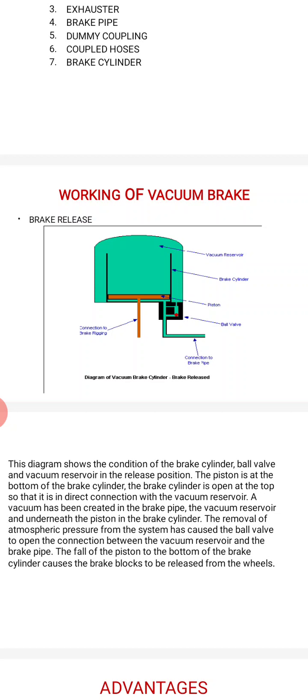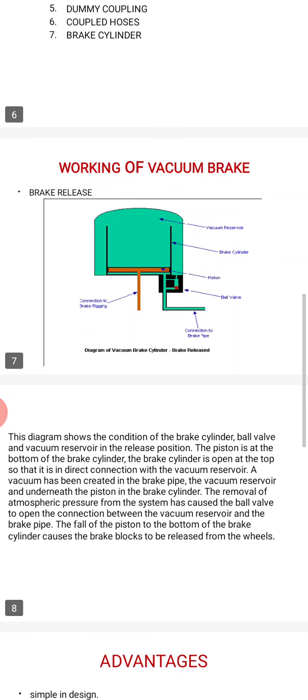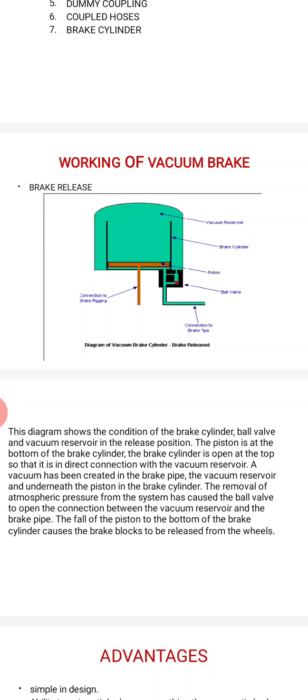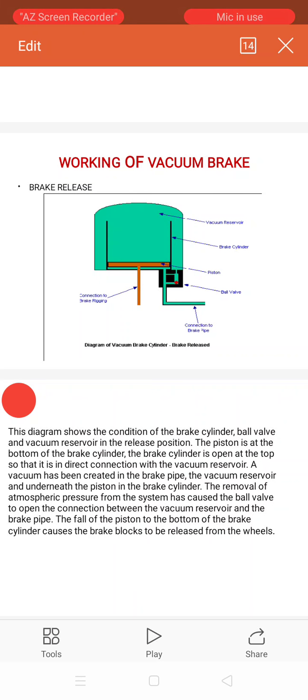A vacuum is created in the brake pipe, the vacuum reservoir and underneath the piston in the brake cylinder. The removal of the atmospheric pressure from the system has caused the ball valve to open the connection between the vacuum reservoir and the brake pipe. The fall of the piston to the bottom of the brake cylinder causes the brake blocks to be released from the wheels.